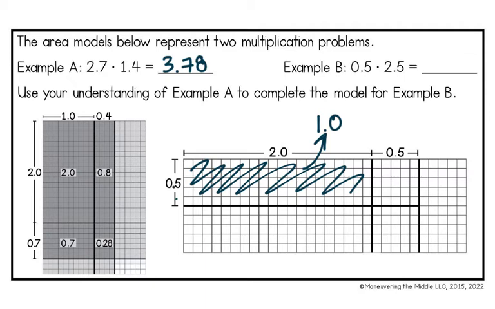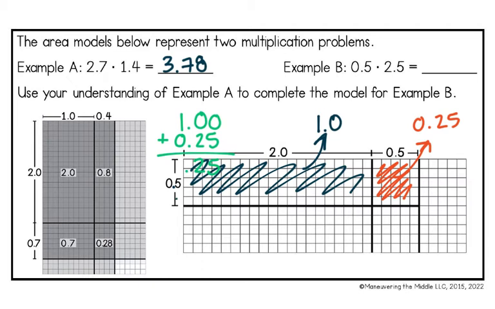And now I have 0.5 and 0.5. And in order to get this area here, I'm simply going to do 5 times 5, which is 25. So my answer is 0.25. Now all that's left to do is take my 1.0 and add that to 0.25. 5 plus 0 is 5. 0 plus 2 is 2. Put my decimal. 1 plus 0 is 1. So my answer is 1.25.